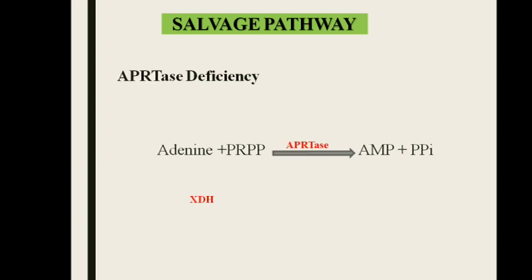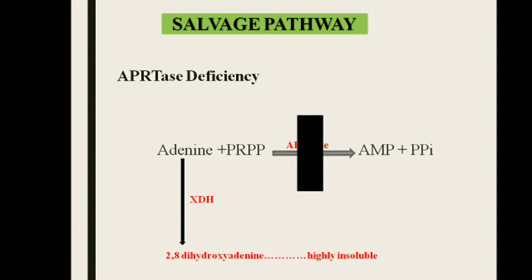Coming to APRT deficiency, the APRT enzyme helps in the conversion of adenine, in combination with PRPP, into AMP and inorganic pyrophosphate. When this enzyme is blocked, what happens? Adenine gets converted to something called 2,8-dihydroxyadenine. 2,8-dihydroxyadenine is a very dangerous molecule. Why? Because it is very, very highly insoluble. If it is highly insoluble, it gets precipitated, resulting in the formation of renal stones, renal calculi, and excretion of sediments in the urine.